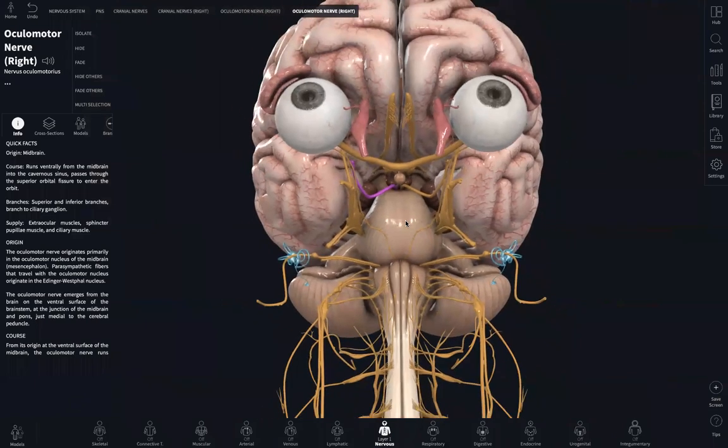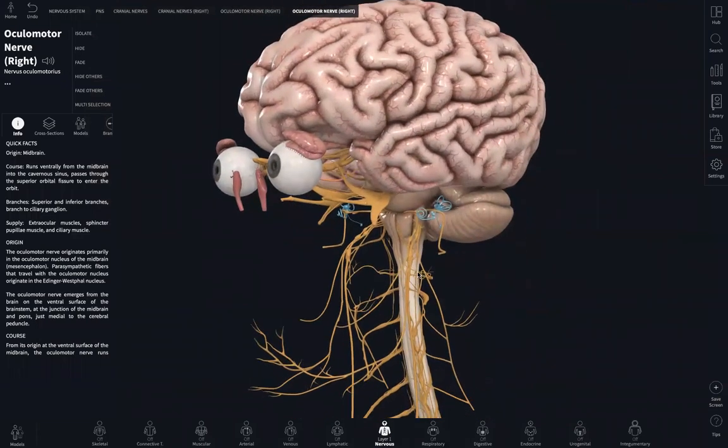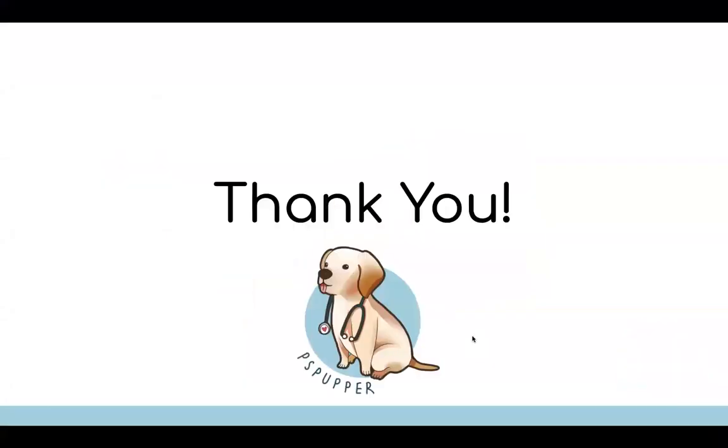So that has been a bit of a basic rundown of some neuroanatomy, a little bit of clinical knowledge. I hope that was useful and not just me rambling for a little bit.